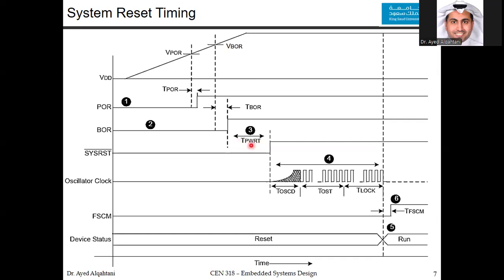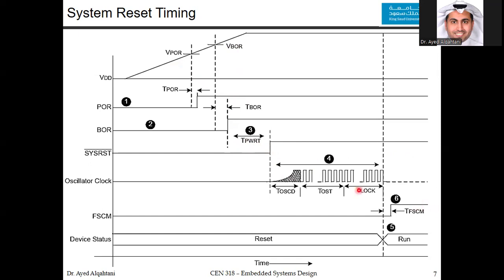Now, after this time has elapsed, you move from the stage of the power on and the brownout to the oscillator stage. Still, the system is not in the running mode. It's not in the running mode. You need to supply the oscillator. So what happens next?